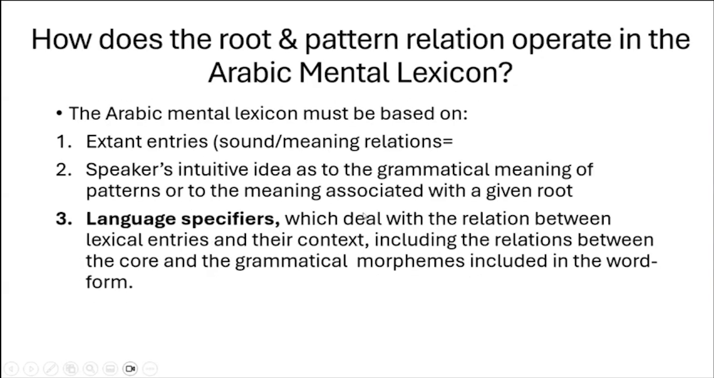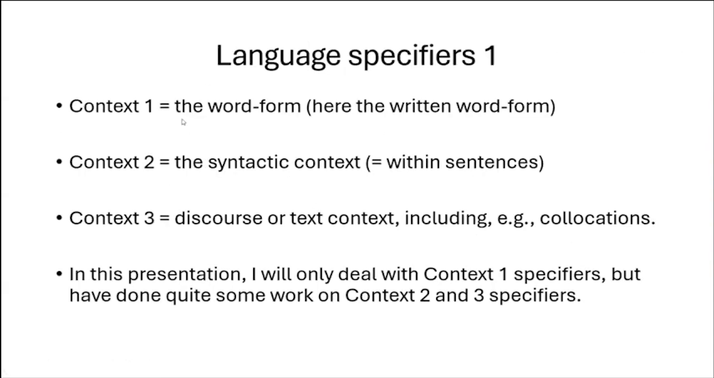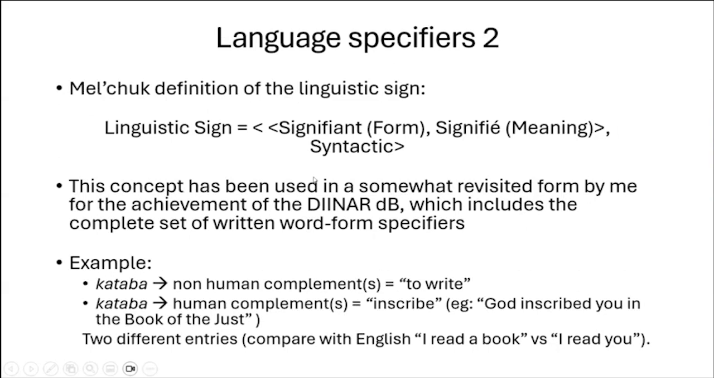Language specifiers are associated to the noun or verb or adjective, and they deal with the relation with whatever is before or after in the word. So you have three types of language specifiers: the word form specifiers, the written word forms in this work, the syntactic context within sentences, and discourse or text context. Although I worked on 2 and 3, I will only speak about 1.